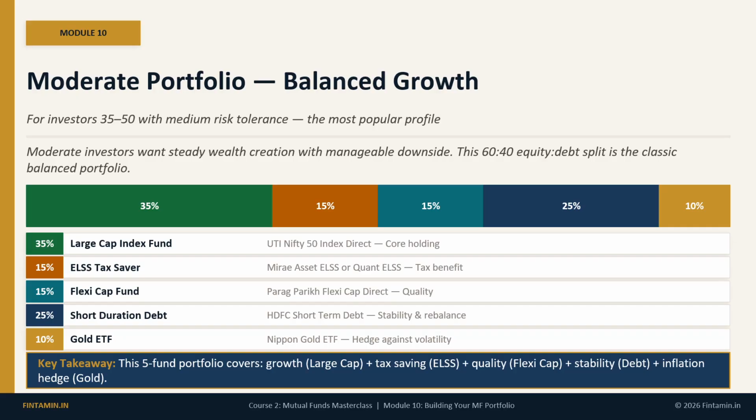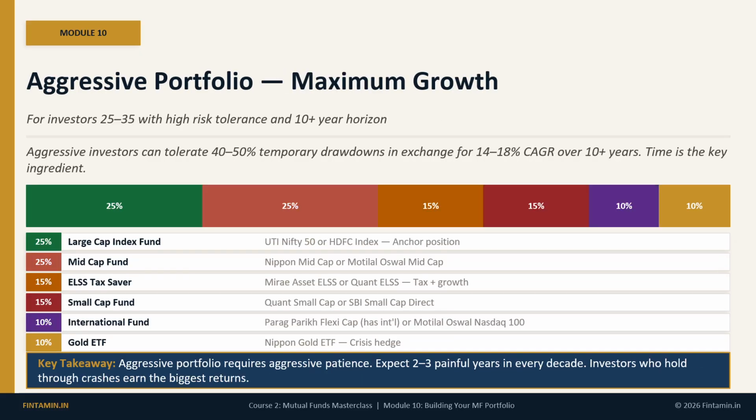Recoveries are faster with the debt cushion providing ammunition to rebalance during crashes. This 5-fund portfolio is what I recommend for the majority of my Fintamin clients aged 35 to 50.